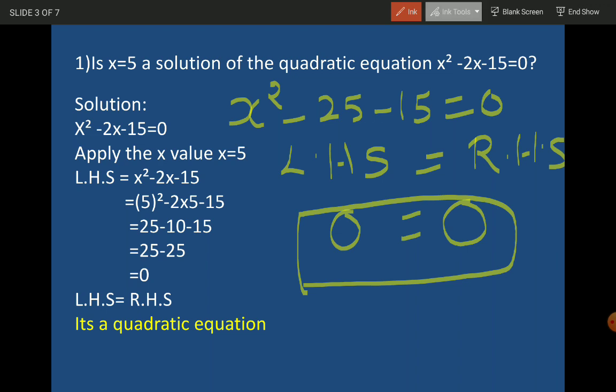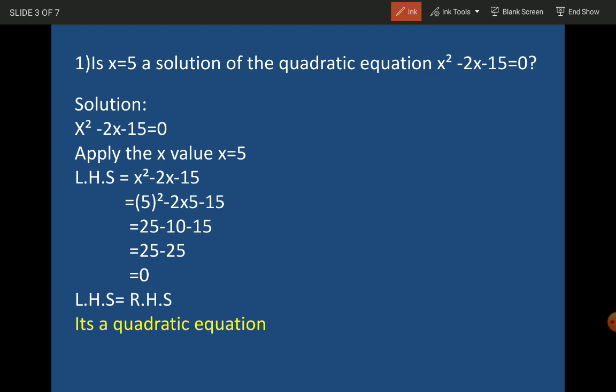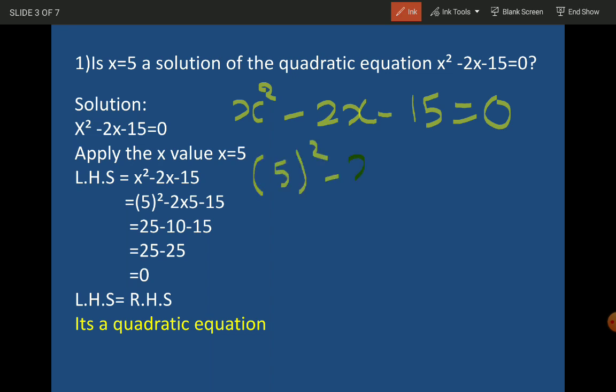So now we are going to solve the sum. See, they have given the equation x square minus 2x minus 15 equal to 0. Now we are going to apply the x value. They have given x is equal to 5. So 5 square minus 2 into 5 minus 15 equal to 0. So 5 square means 5 5s are 25. 2 times we have to multiply: minus 5 2s are 10, minus 15 equal to 0.